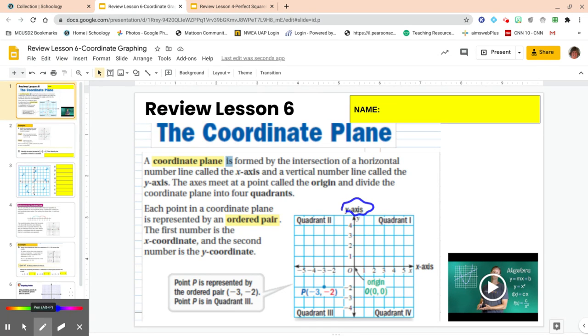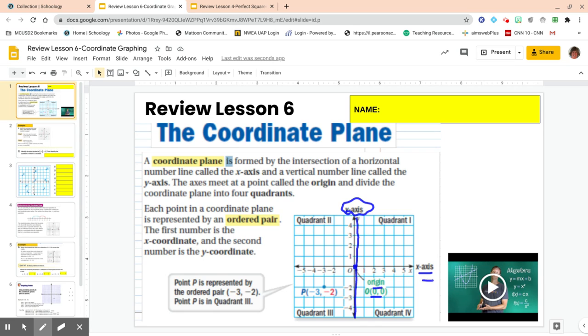We have the y-axis, and the y-axis is simply the line that goes north and south, and it has a positive and a negative side. We next have this point right here. It's called the origin. The origin has a point of 0, 0. The word origin means its starting place. So this is exactly where you will go to start your plotting.